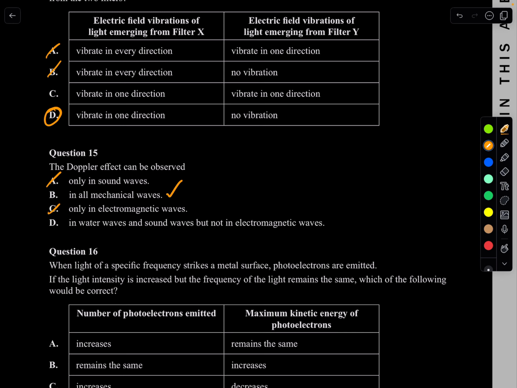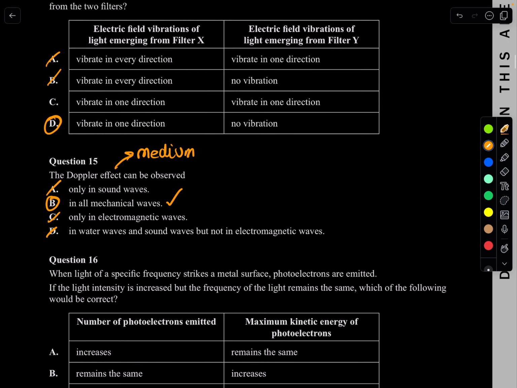Remember, the Doppler effect has to have a medium. Electromagnetic waves don't have a medium, so those are all wrong. It works in water waves and sound waves, but not in electromagnetic. Being very specific, it's for all mechanical waves. B sounds more correct in this term.